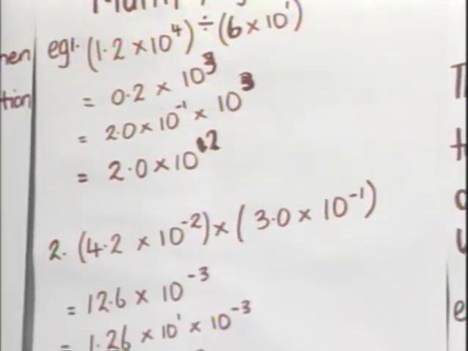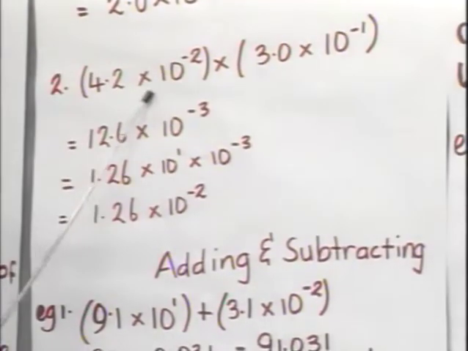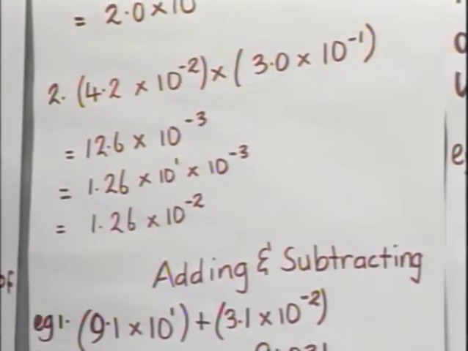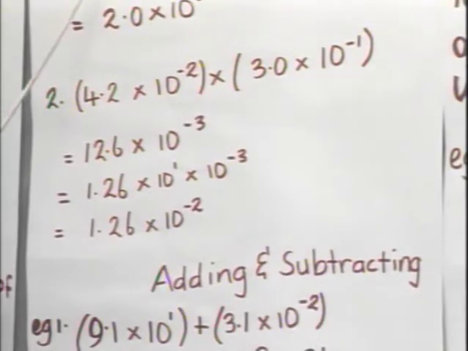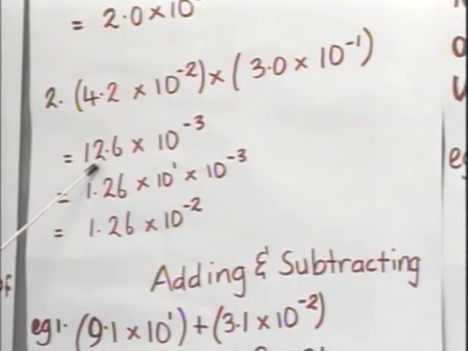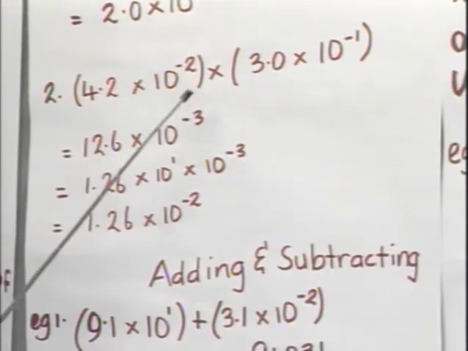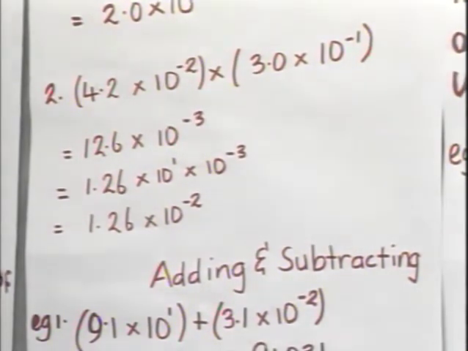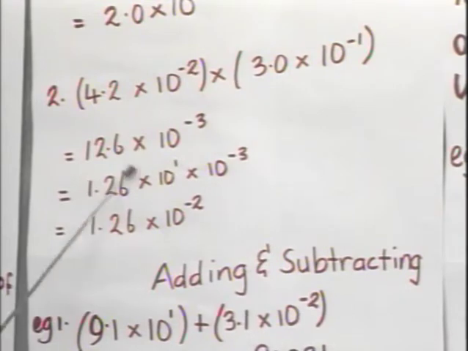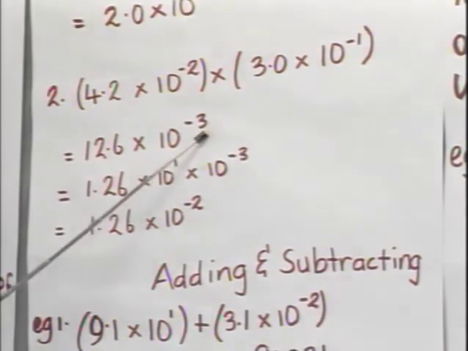Okay, if you're multiplying 4.2 times 10 to the power of negative 2 times 3.0 times 10 to the power of negative 1. Like dividing, you have to multiply the numbers. 4.2 times 3 will give us 12.6. Is that correct? Okay. Then instead of subtracting the indices, we add. Minus 2 plus minus 1 is negative 3. So it's 12.6 times 10 to the power of negative 3.